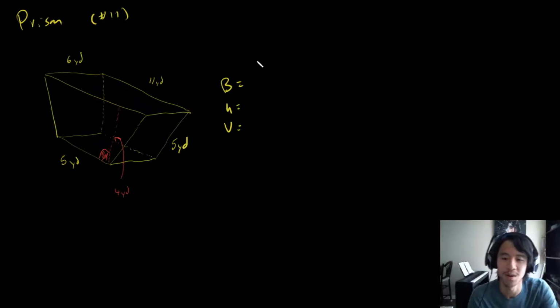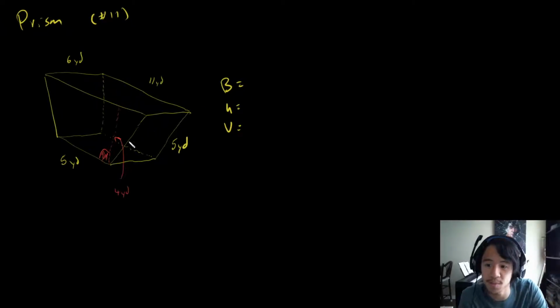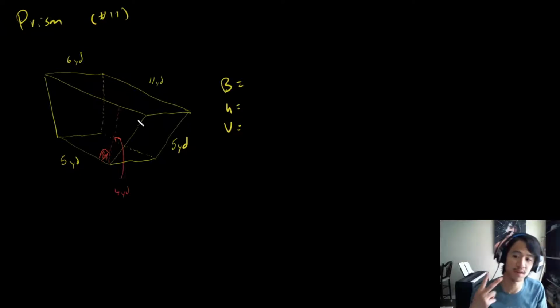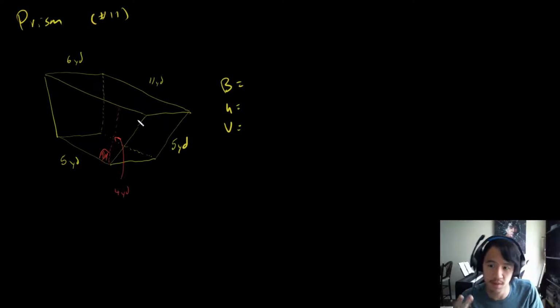All right, so we have to find the area of our base. So don't be fooled. Remember, the base is what you have 2 of, and we have 2 of these trapezoids that are the same. So the trapezoid is our base, not one of these rectangles. So it's going to be our trapezoid.